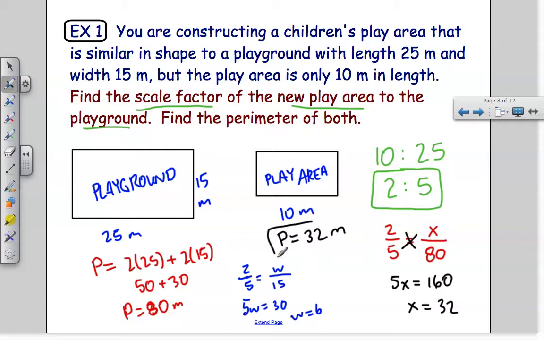And I guess it would be the same amount of work either way. But it's cool to realize a perimeter is in the same ratio as the sides, and it'll be more helpful in the next example, as you'll see.